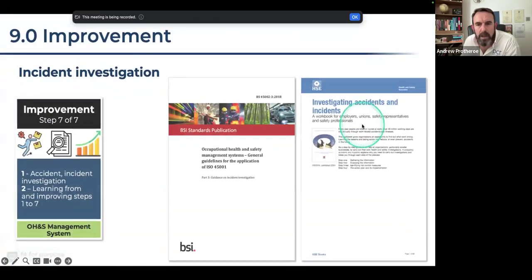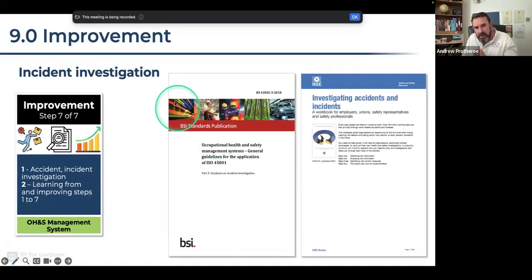Improvement. Incident investigation sits in here. Accident, incident investigation. I did a good course on this yesterday and had a lot of good discussion on the planning, the upfront planning. If you follow HSG 245, you're going to get it without a shadow of a doubt. But ultimately, there's also a British standard out there as well, guidance on incident investigations, 45002, 2018, part 3, I think it is. But what is your process?